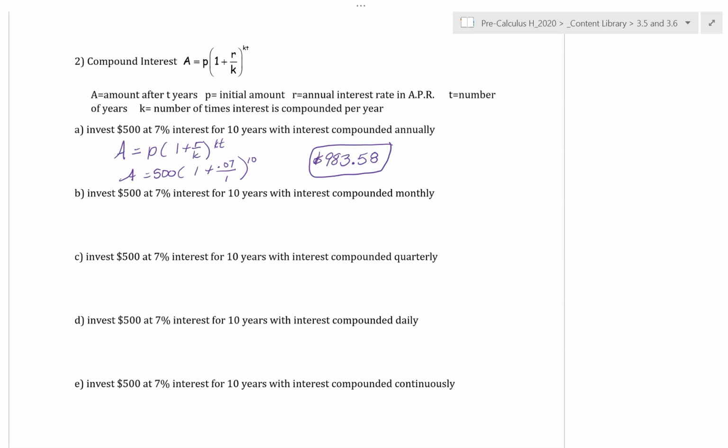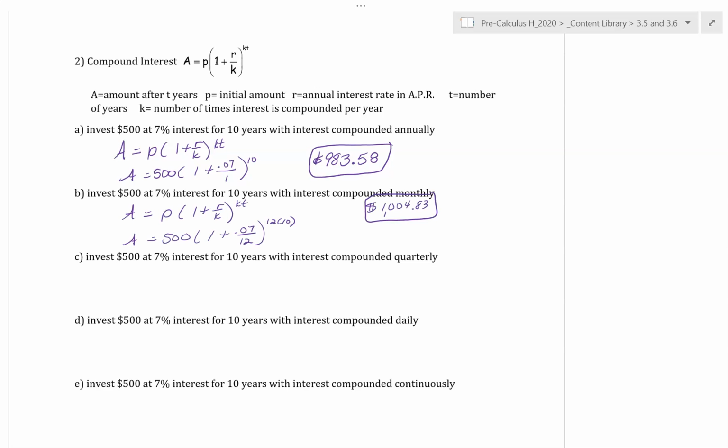All right, so we had $500 as our initial investment, 7% interest, and notice we compounded once, so k was one time annually, and we ended up with $983.58, which is certainly better than the $850 from the simple interest. For this same investment, simple interest was only $850. Go ahead and try part B, pause the video and write the equation and use your calculator to find out how much money you would have after 10 years if interest is compounded monthly.